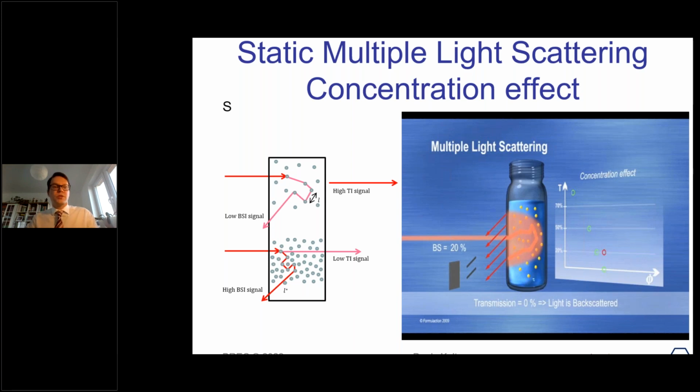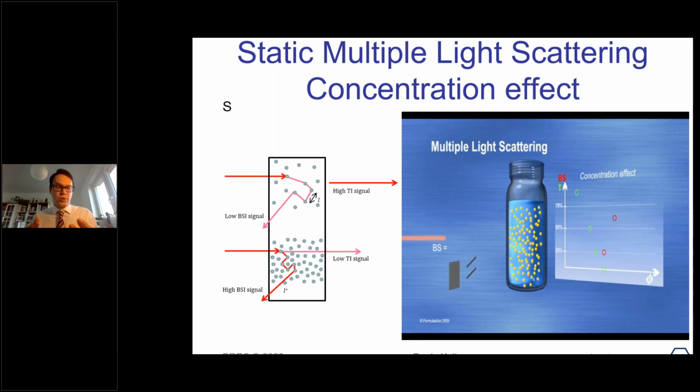But the question was, can we use that sort of effect to also measure particle size? And in this case, the answer was actually yes, but we need to understand a few other things about the actual dispersion.